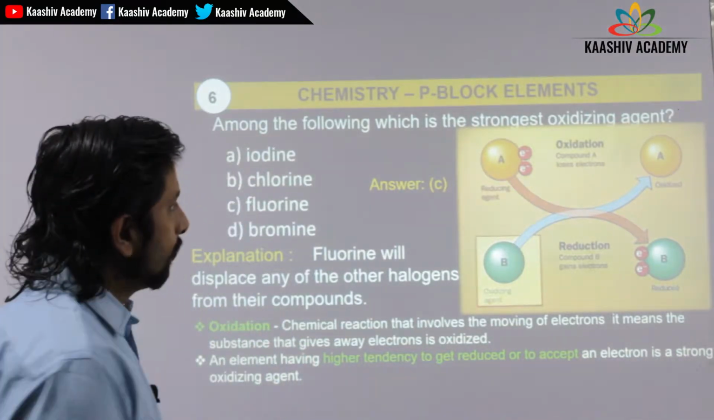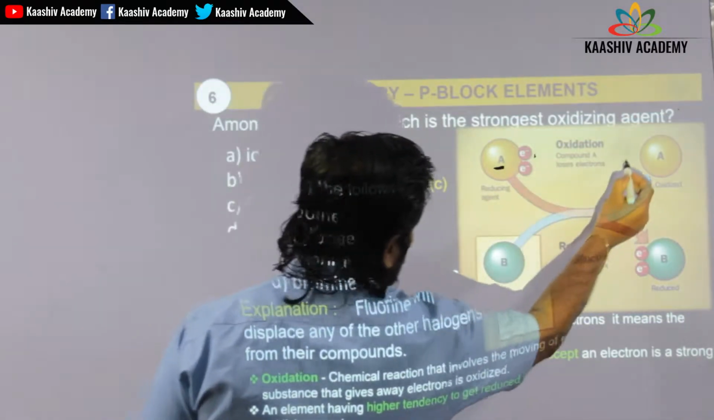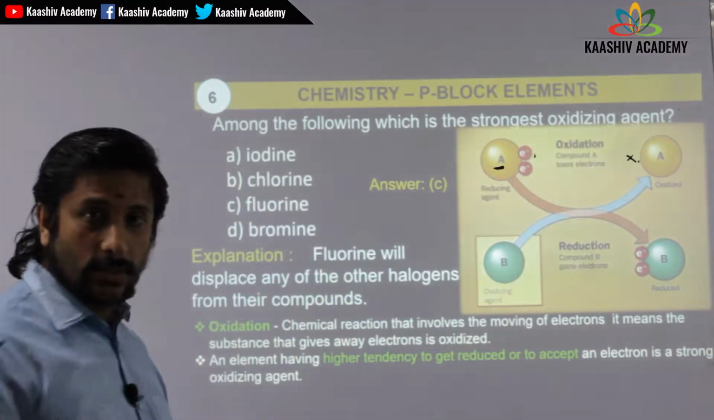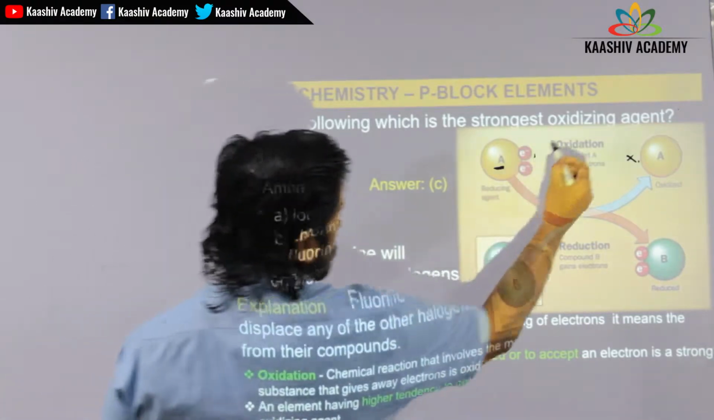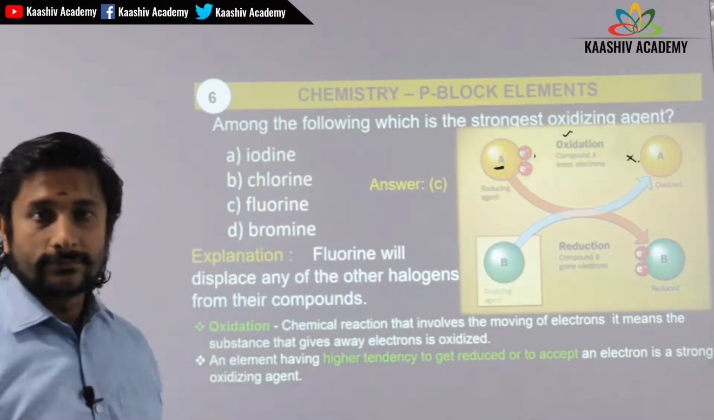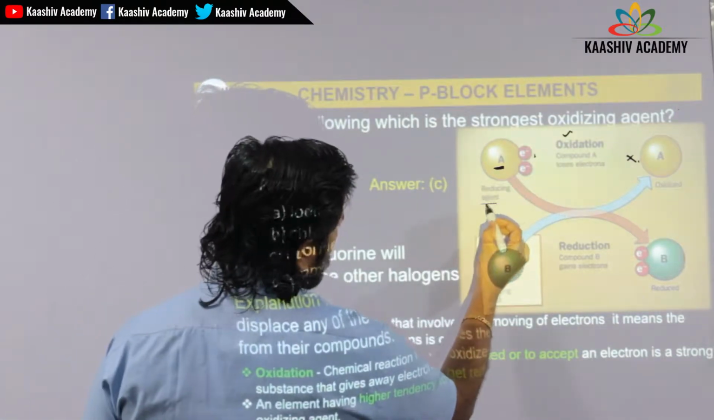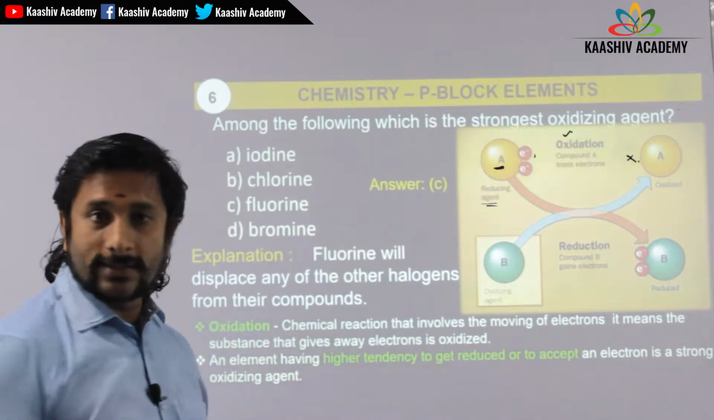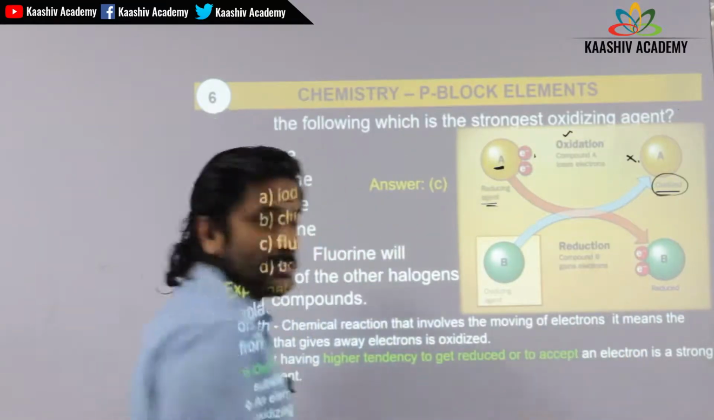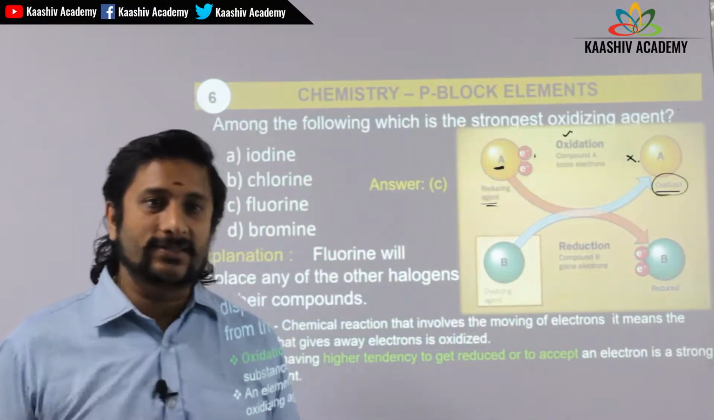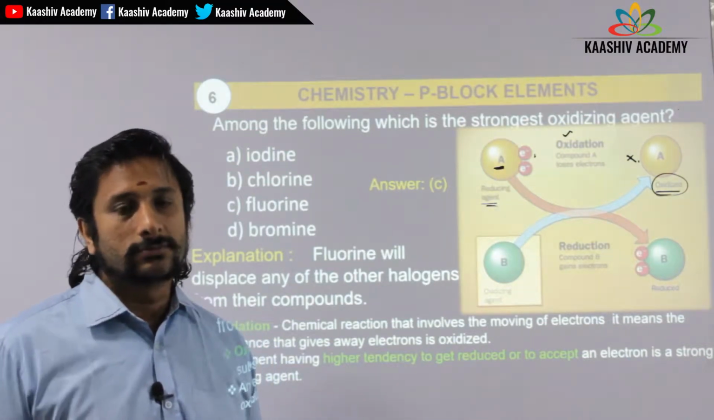What is the concept? Over here, there is an element A. A loses electrons. The process of losing an electron is referred to as oxidation. The compound or the element which lost its electrons, they call it a reducing agent, and the compound received as output, they termed it as oxidized. The element A is oxidized because it loses an electron.